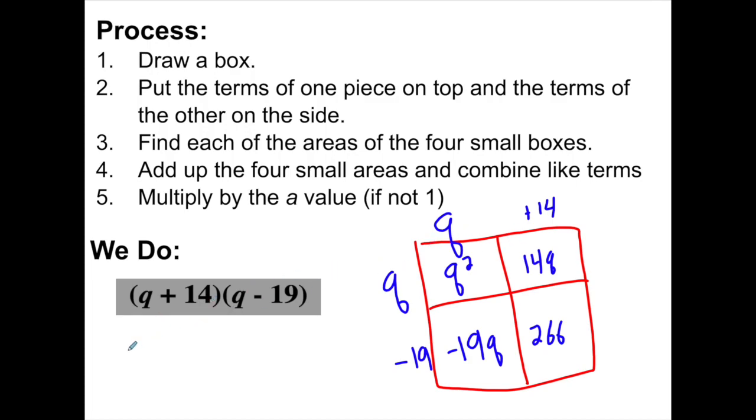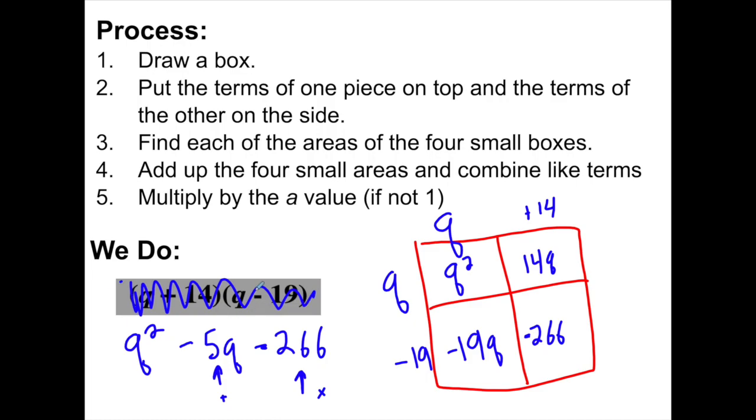Okay, combining like terms, I've got q squared. I add these, I get minus 5q. And then I get minus, sorry, this needs to be a minus because it's a positive times a negative, negative 266. So again, look at the patterns here. These numbers have to multiply to C, and they have to add to B. So things to think about, because again, eventually, I'm going to give you this, and I want you to go the other way.